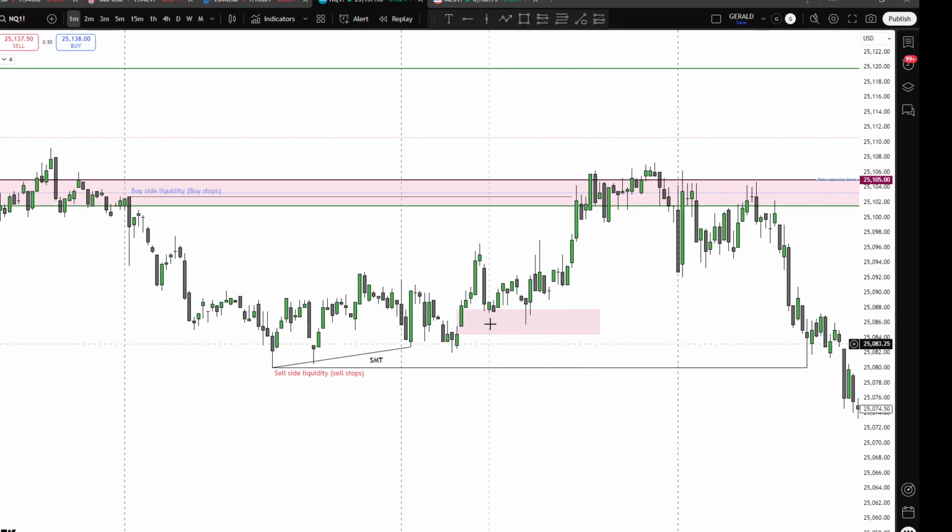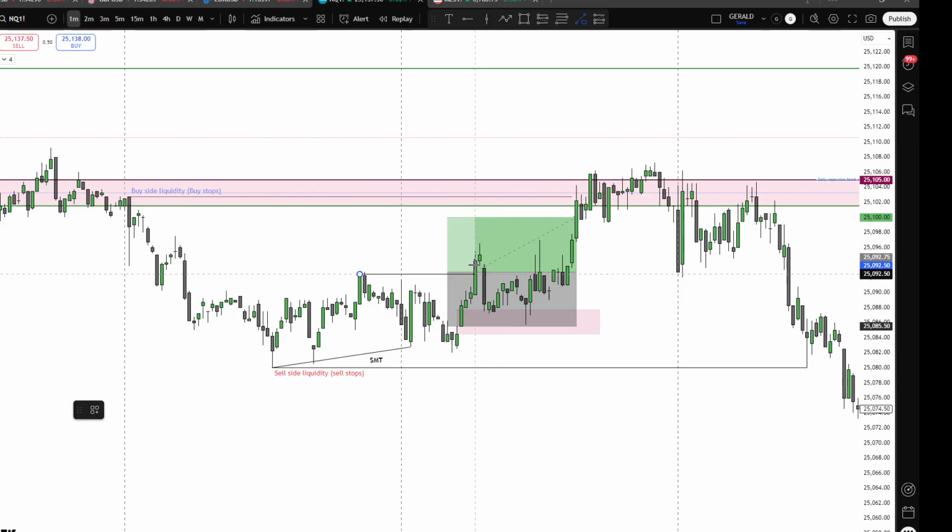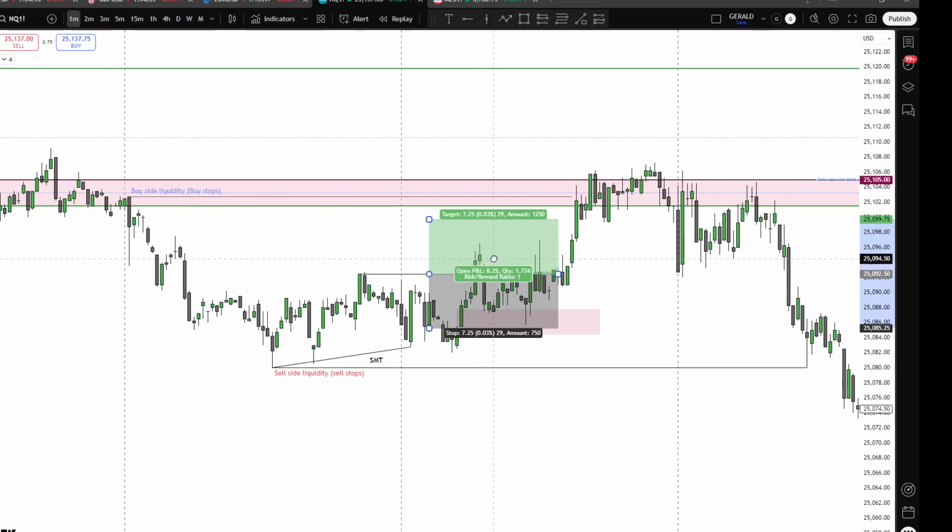What happened is that NQ didn't take this. After I saw a candle with a gap, I realized we may not be coming back because we had broken this level. Then I went long. We had closed above here, and I went long.